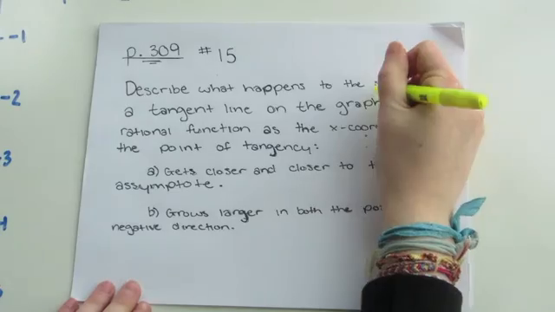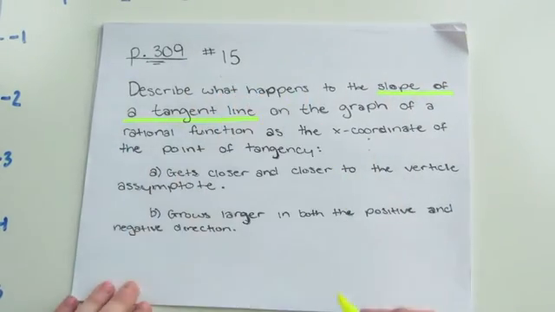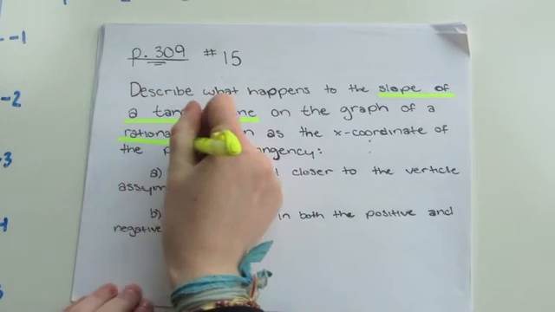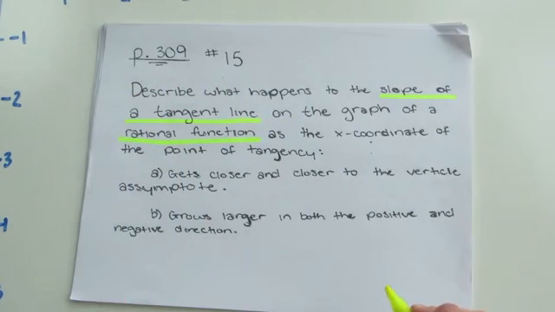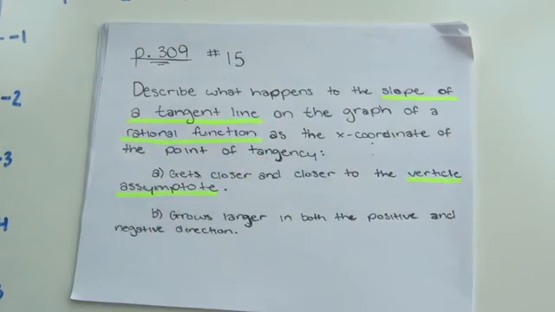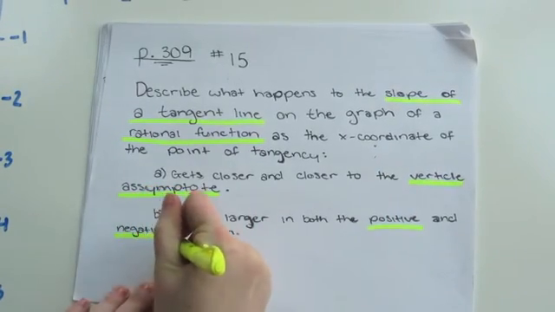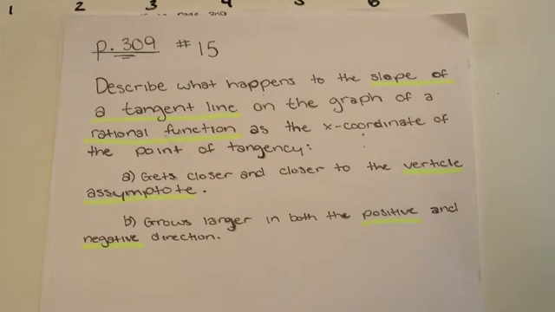Describe what happens to the slope of a tangent line on the graph of a rational function as the x-coordinate of the point of tangency gets closer and closer to the vertical asymptote, grows larger in both the positive and negative direction. I have highlighted slope of a tangent line as we will first have to determine what a tangent line is and how to find the slope.